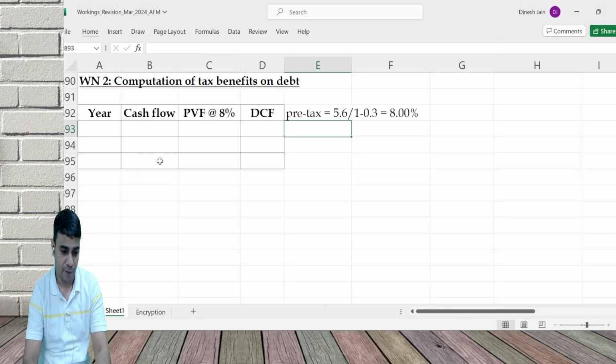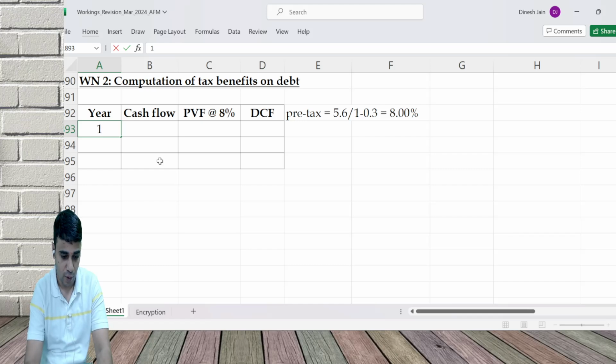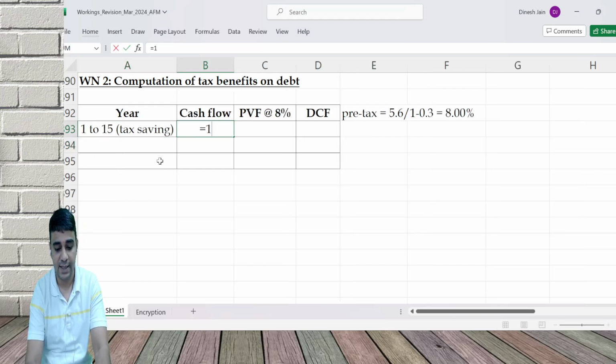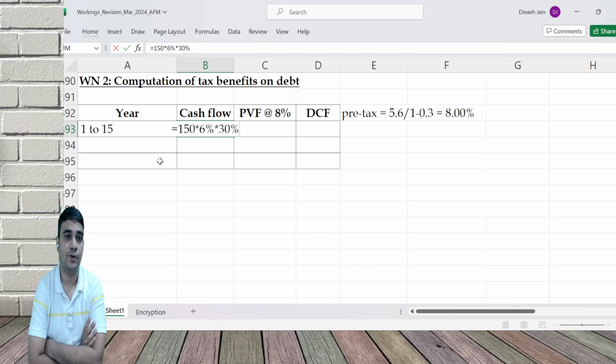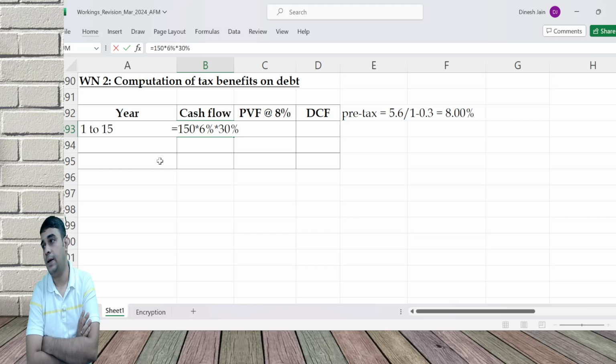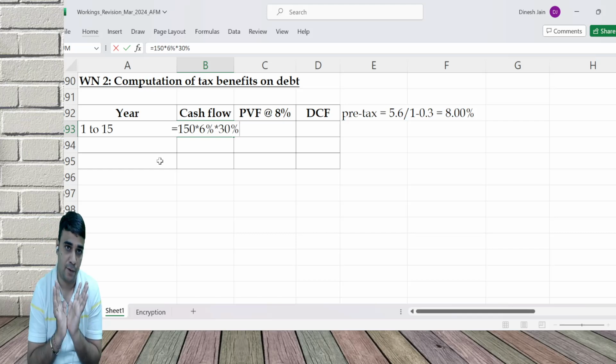9. So first write 1 to 15 tax saving. This is the tax saving. 1 to 15 tax saving is 150 into 6%, whatever rate we are paying, into 30%. That's the first benefit for me.